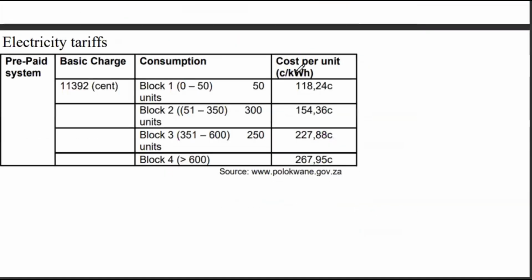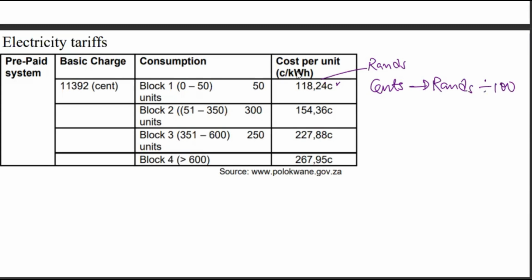Let's look at the electricity. Electricity also works the same way. However, for electricity, usually the moment you see that there's a C, that means you need to change this money into rands. And cents to rands, always divide by 100.